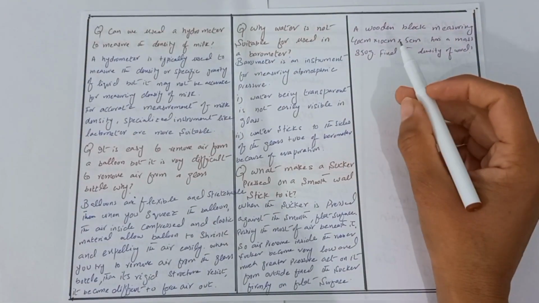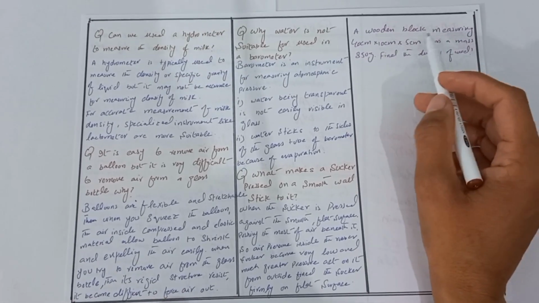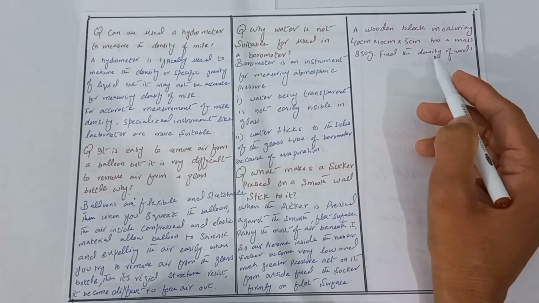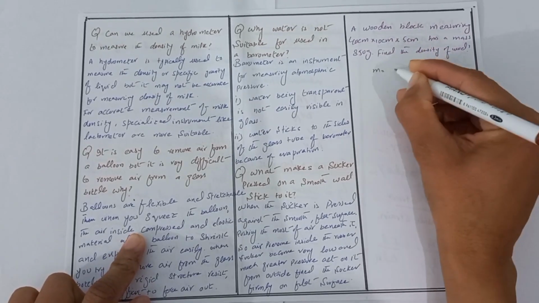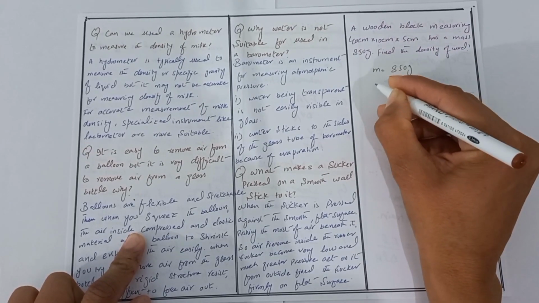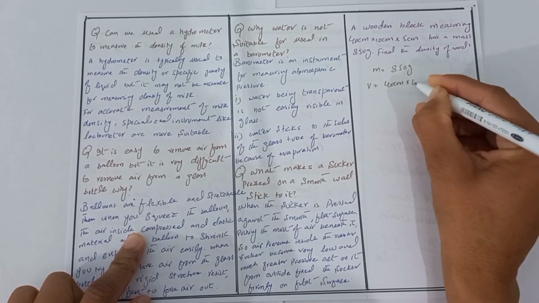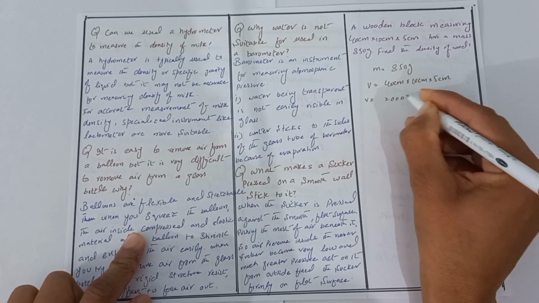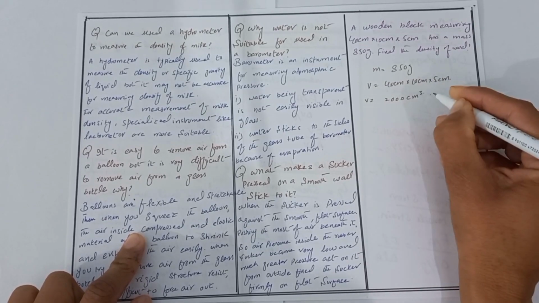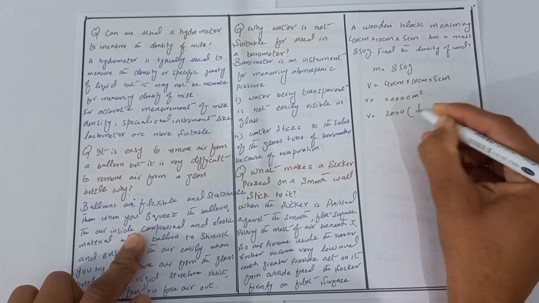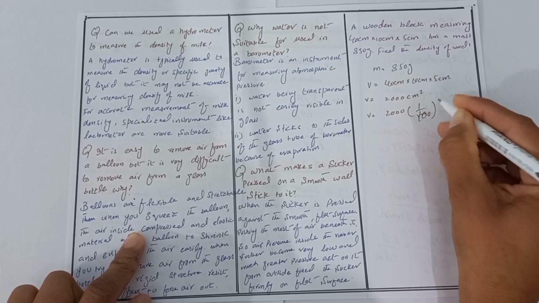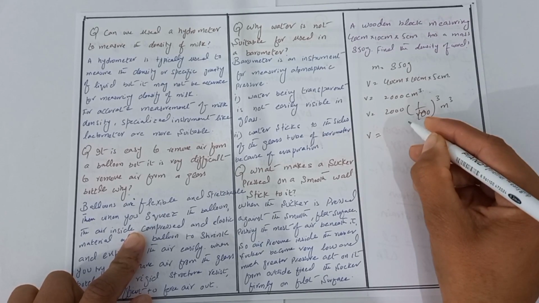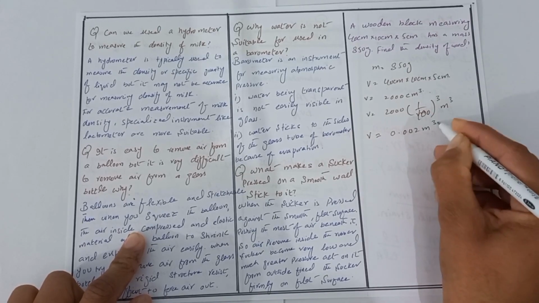Now we discuss the numericals. First numerical: a wooden block measuring 40 centimeter by 10 centimeter by 5 centimeter has a mass of 850 gram. Find the density of the wood. Mass is given, 850 gram. Volume is 40 centimeter into 10 centimeter into 5 centimeter, so when we multiply it, it equals 2000 centimeter cube. Centimeter cube changes into meter cube, so when we divide it by 100 to the power 3, the answer is 0.002 meter cube.